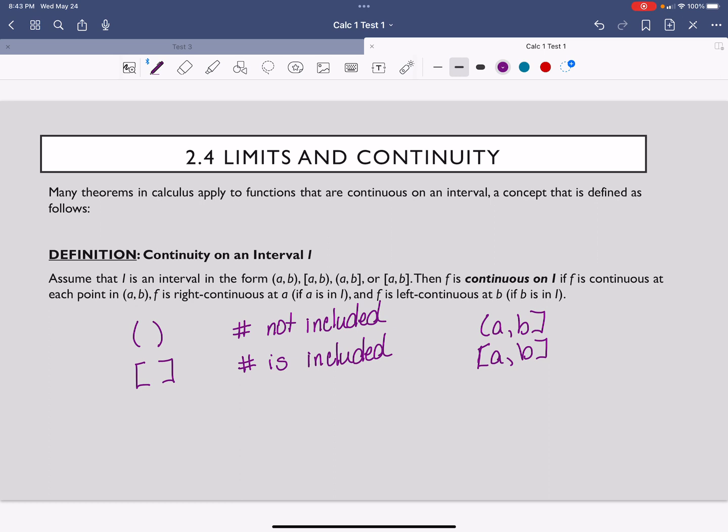Okay, you could have both parentheses. You could have a bracket and then a parentheses. So lots of different ways that you can use it here.